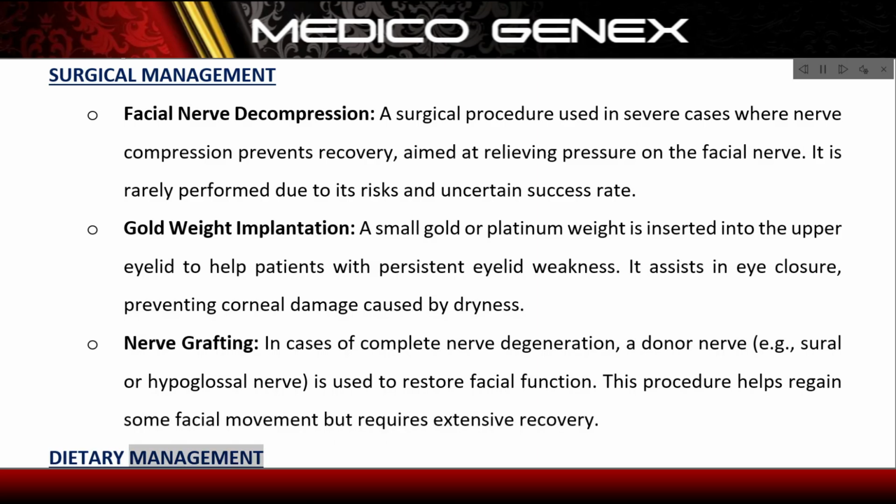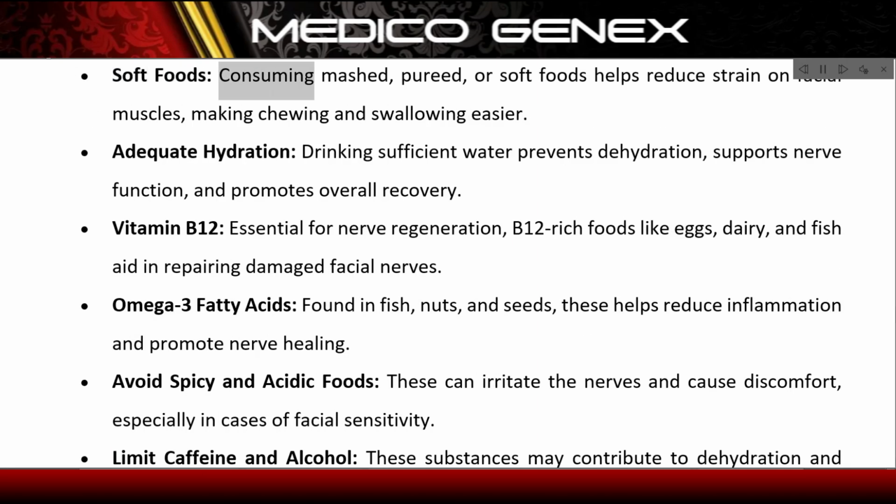Dietary management. Soft foods. Consuming mashed, pureed, or soft foods helps reduce strain on facial muscles, making chewing and swallowing easier. Adequate hydration. Drinking sufficient water prevents dehydration, supports nerve function, and promotes overall recovery. Vitamin B12, essential for nerve regeneration. B12-rich foods like eggs, dairy, and fish aid in repairing damaged facial nerves.